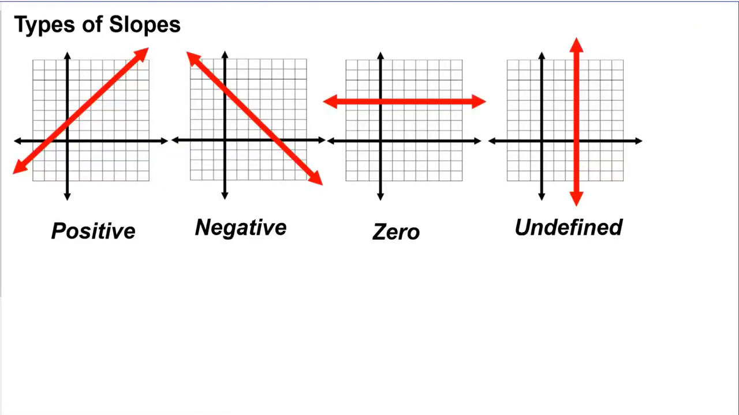So in review, types of slopes, which are also called rates of change. You can have a positive slope from left to right, it's moving upward. You can have a negative slope, left to right, moving downward. You can have a slope of 0, that's a flat horizontal line. Or if you have a vertical line, that slope is undefined.